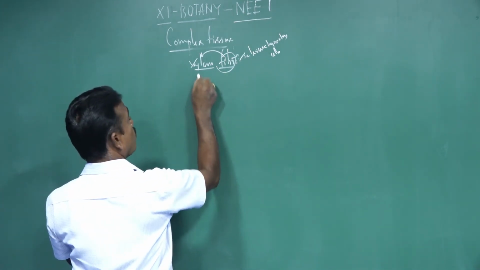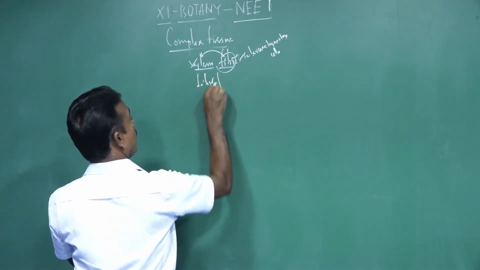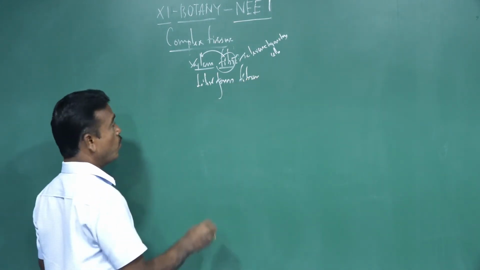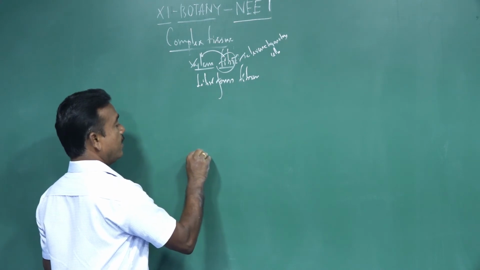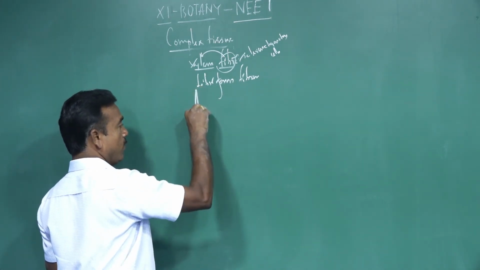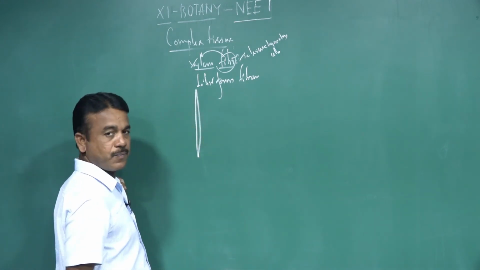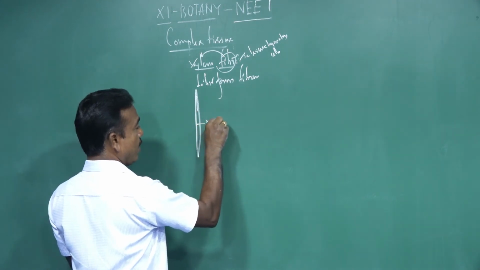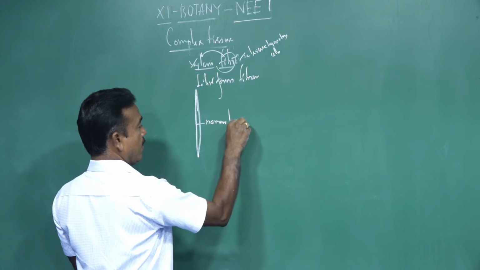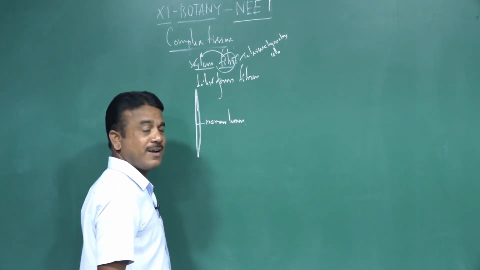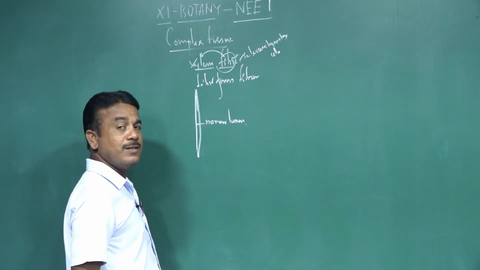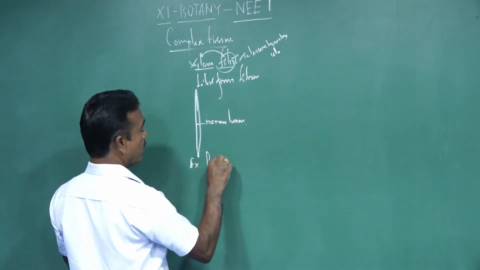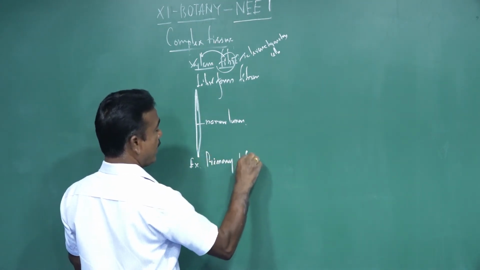Xylem fiber is also known as libriform fiber. Structurally, xylem fiber is long and narrow with pointed ends. If you take a cross section, there is a narrow lumen. Xylem fiber is a dead cell. In general, xylem fiber is present in both primary and secondary xylem.